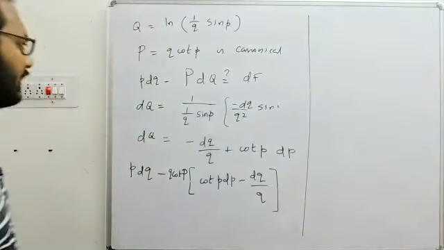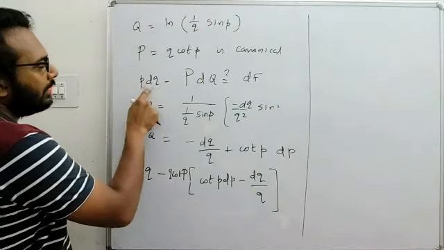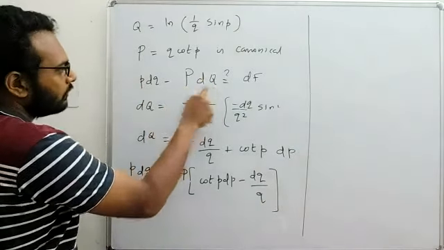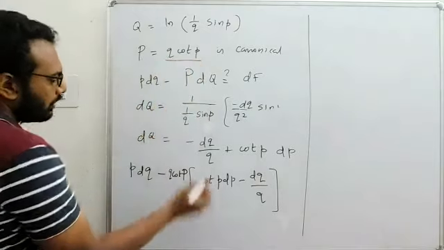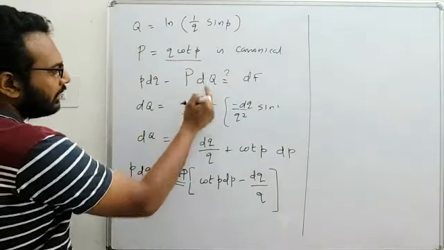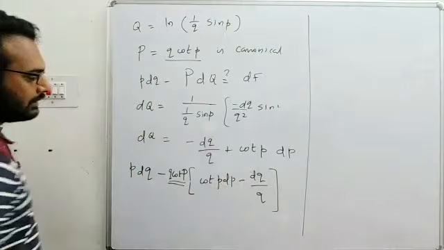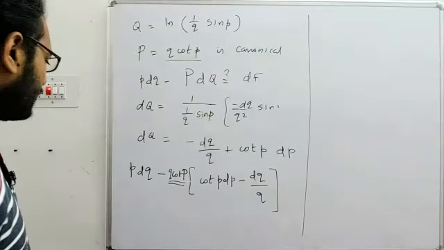Okay, I hope this is clear. The step is clear. We need to find P dq minus capital P dq. For capital P, we took q cot P. That's the q cot P here, and dq we found here. It is this. Now you just rearrange these terms.